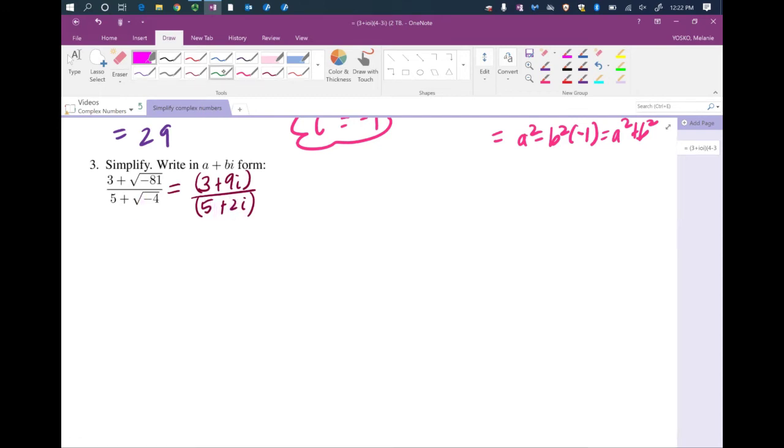When you were doing some of your earlier classes in algebra, you might have had 5 plus the square root of some number, and you multiplied by the conjugate. Now we're going to multiply by the complex conjugate. So let's make a note. Complex conjugate. We are going to multiply by the complex conjugate of the denominator.